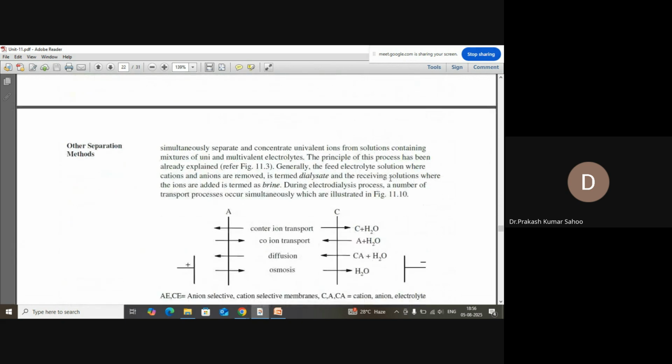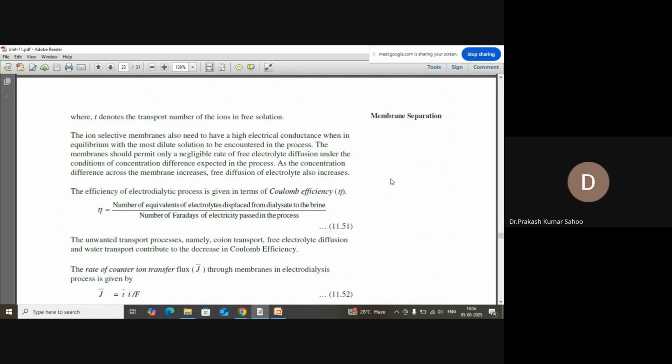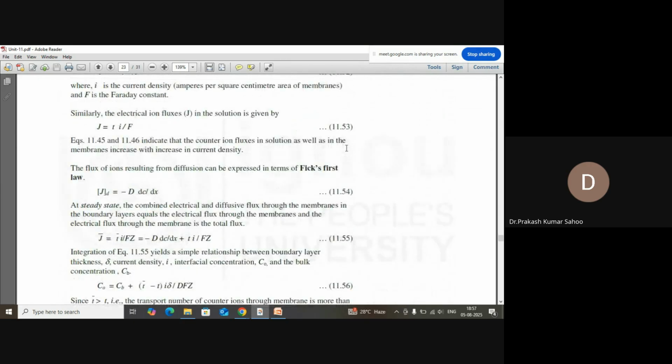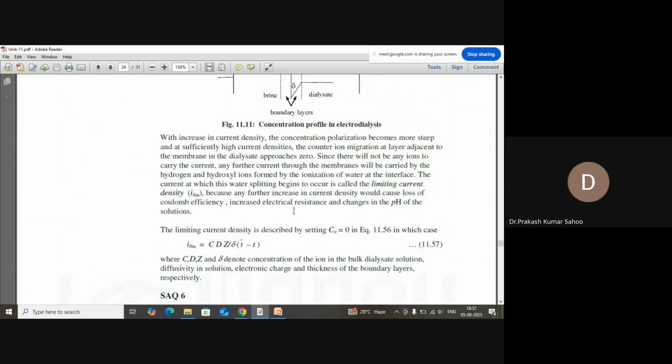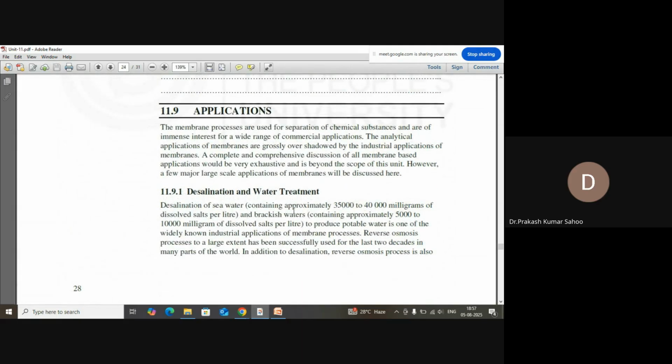Dm denotes the solute diffusion coefficient, delta C is the concentration gradient, and K is the partitioning coefficient. Then followed by electrodialysis, where different electrodes are applied for the dialysis process. We have the column efficiency beta here, and accordingly Fick's law was resulted, and we have the equation with some applications of membrane separation based on microfiltration, nanofiltration, ultrafiltration and reverse osmosis.